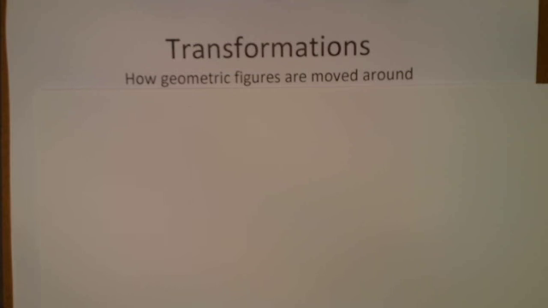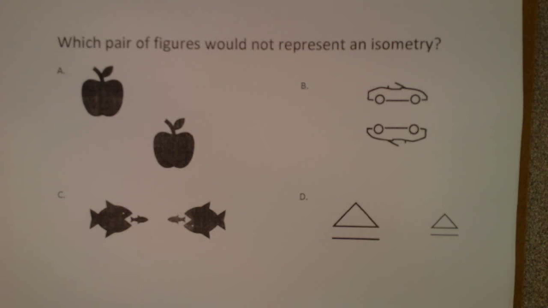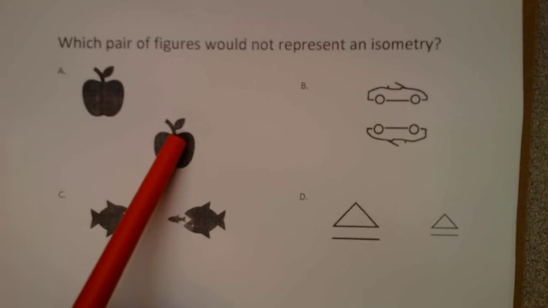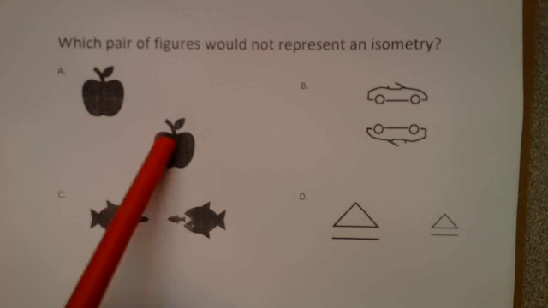Here's an example. Which pair of figures would not represent an isometry? Meaning, which ones have been moved, but the size has changed? For A, I have moved this image of this apple from here to here. However, the size of the apple did not change.